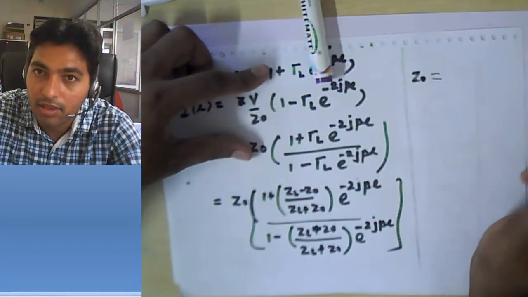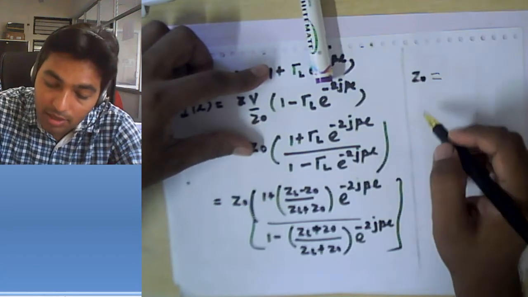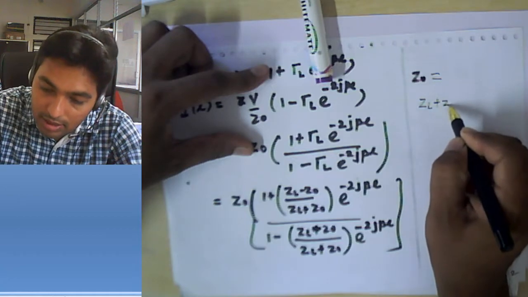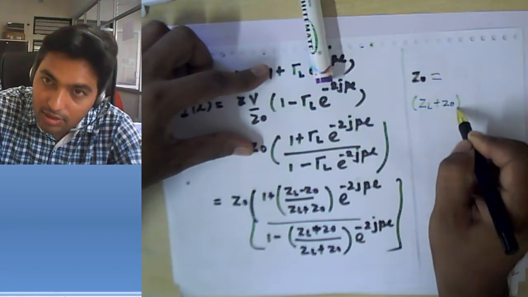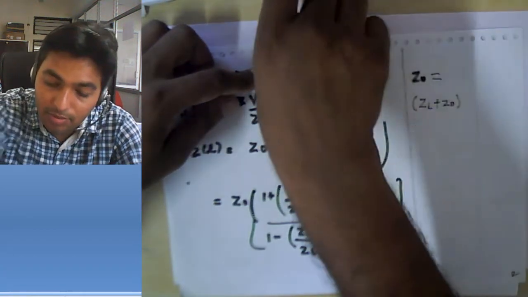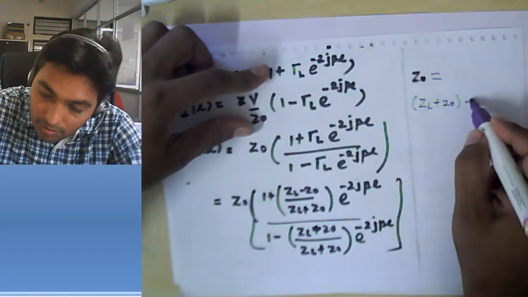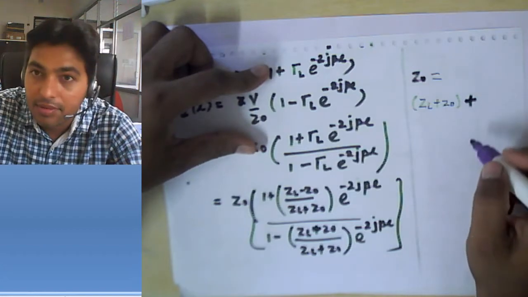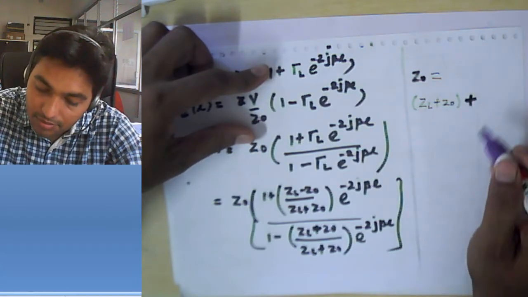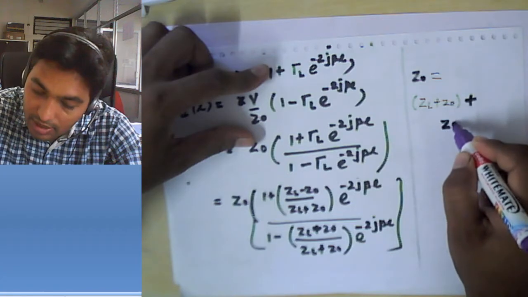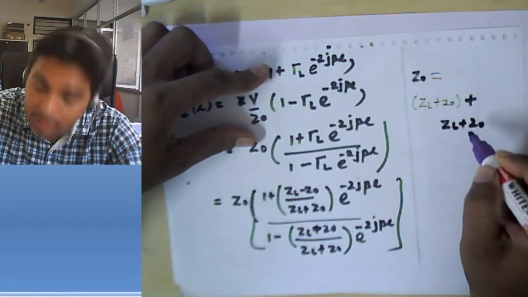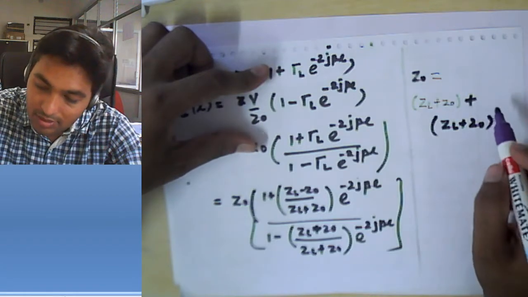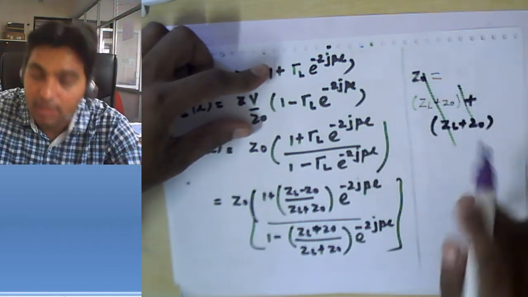Is it visible? Yes. Okay, so it will be ZL plus Z0, plus ZL plus Z0. Sorry, let's take a new page.